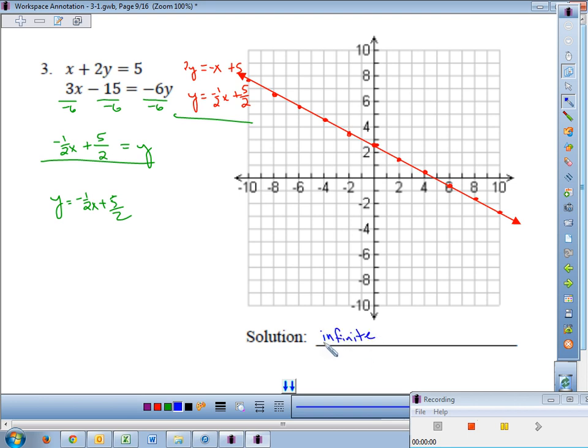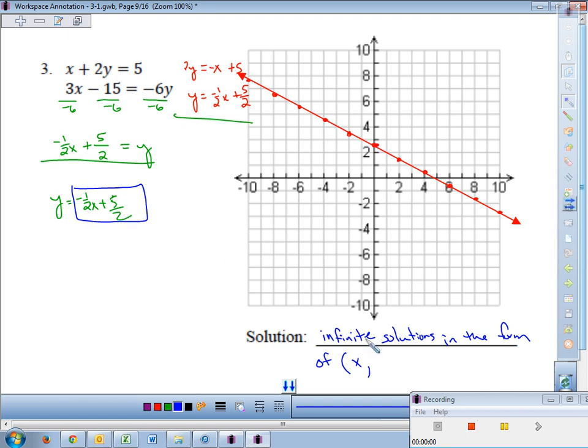Please spell infinite correctly. Infinite with an E at the end. But we have to say infinite solutions in the form of, and then we're going to write an ordered pair after this. The ordered pairs are always written x comma y. So we'll let x be x every time, but instead of putting a y right here, we're going to put what y equals. It's like the substitution property right here. Y equals a negative 1/2 x plus 5/2. Make sure you don't actually put y equals in here. It's just x comma y, but we know that y is negative 1/2 x plus 5/2, meaning there are an infinite amount of solutions, but only in this format.